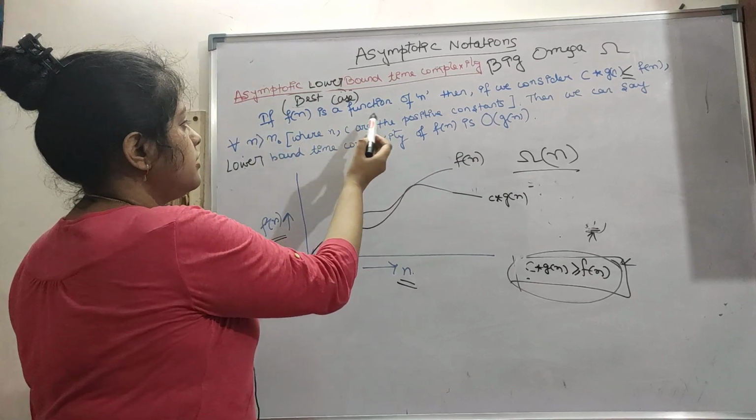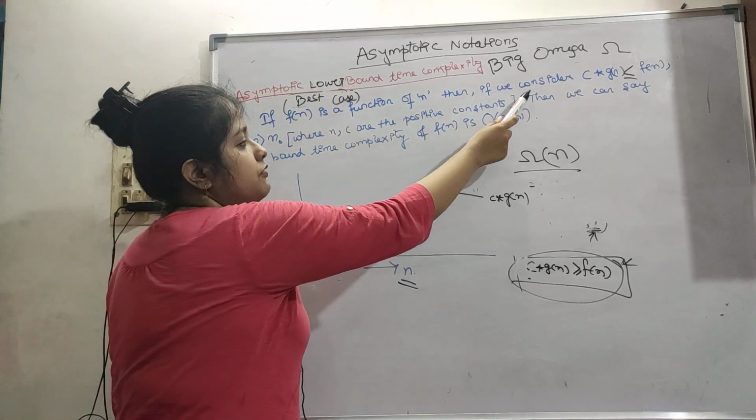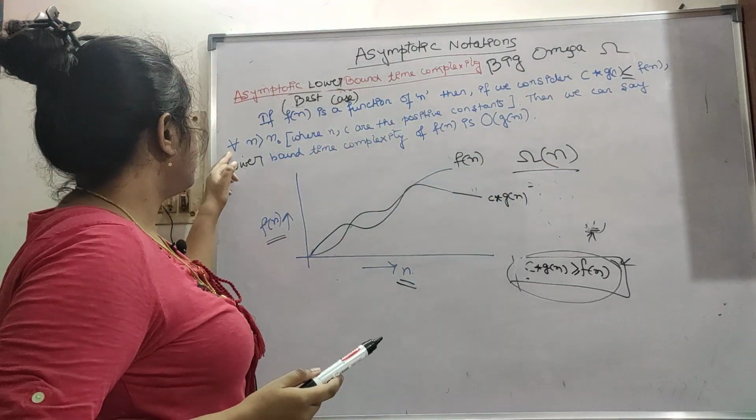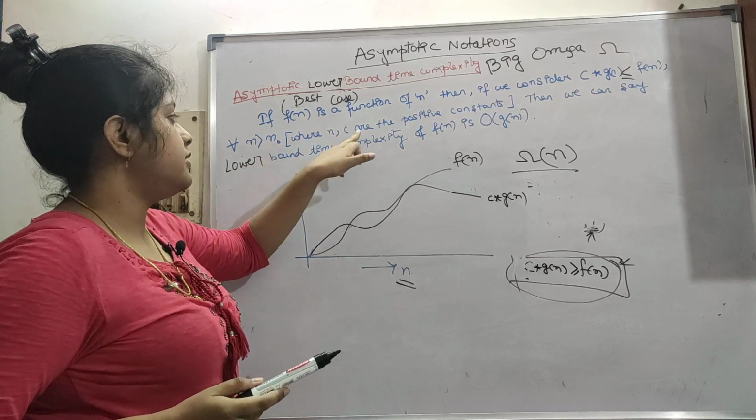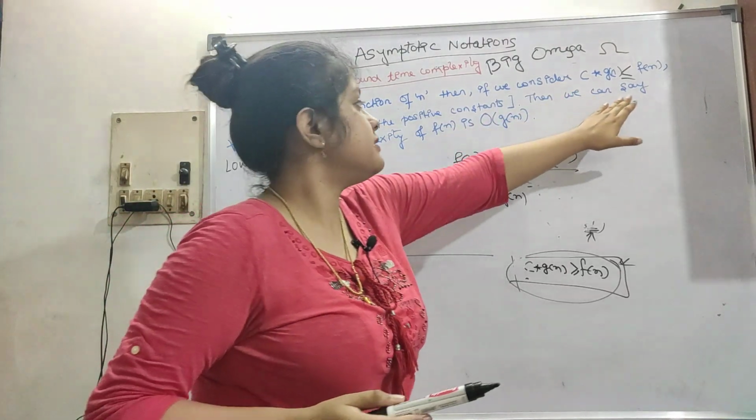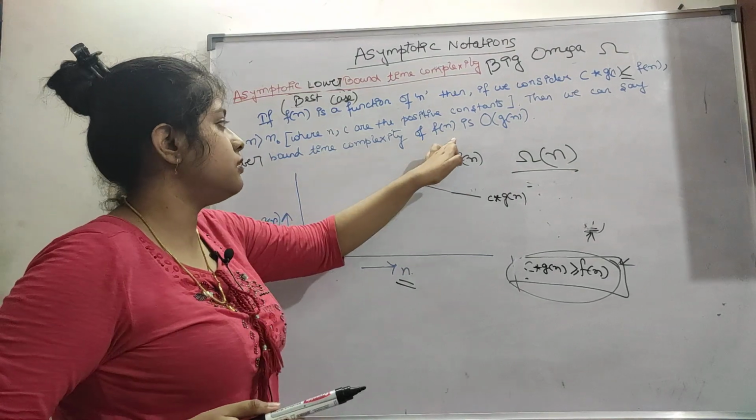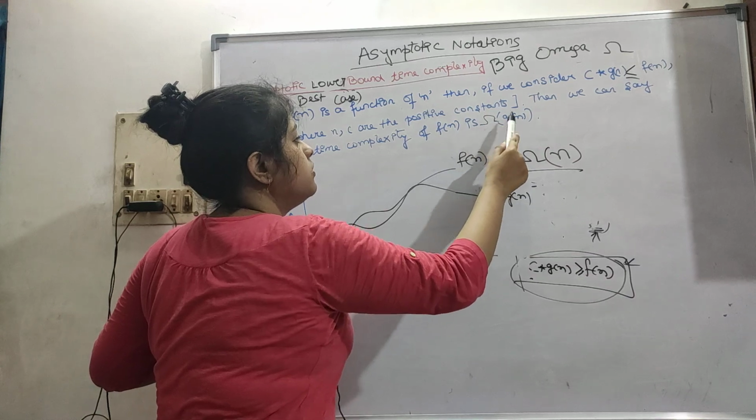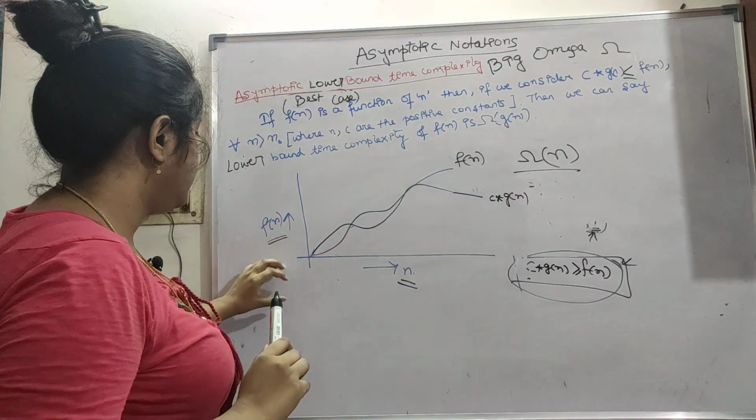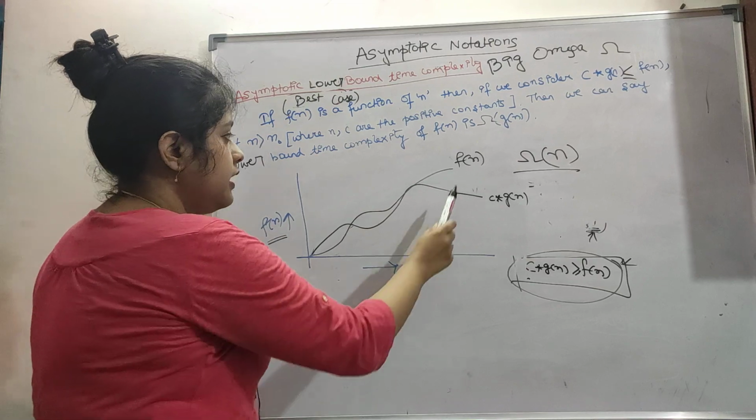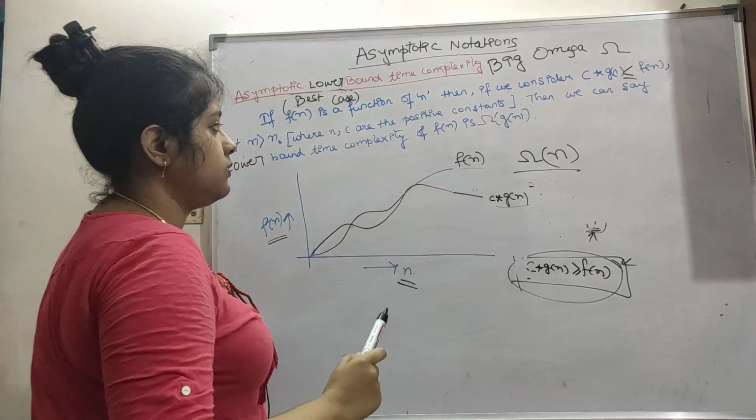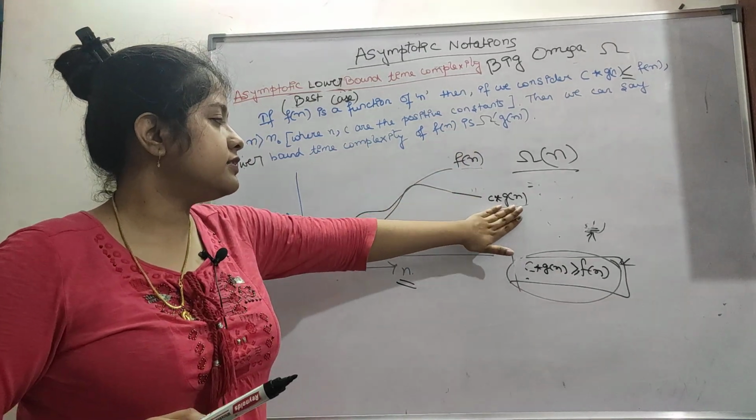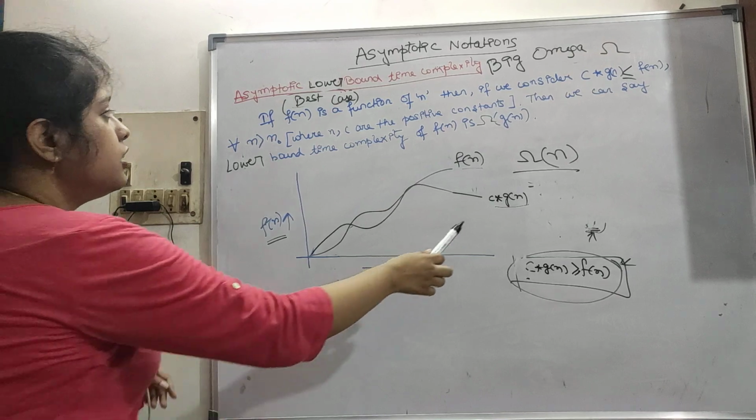If a function f(n) is a function of n, then if we consider c dot g(n) is less than or equal to f(n) for all n greater than n0, where n0 and c are positive constants, then we can say the lower bound time complexity of f(n) is omega of g(n). Okay, so here just see the graph, this is f(n), this is n. f(n) is here, c dot g(n) is here. So here f(n) can go till c dot g(n), because this is our, sorry, lower bound.